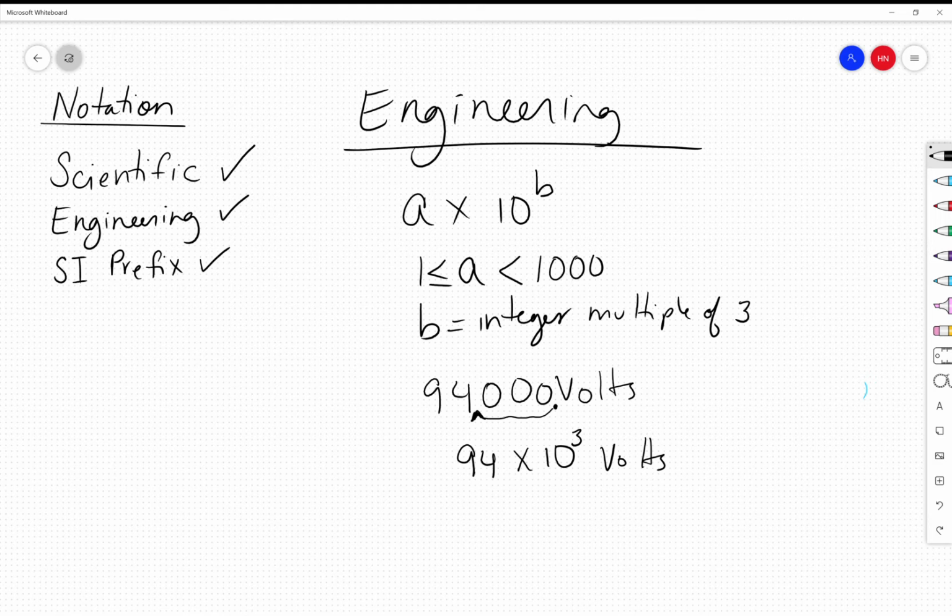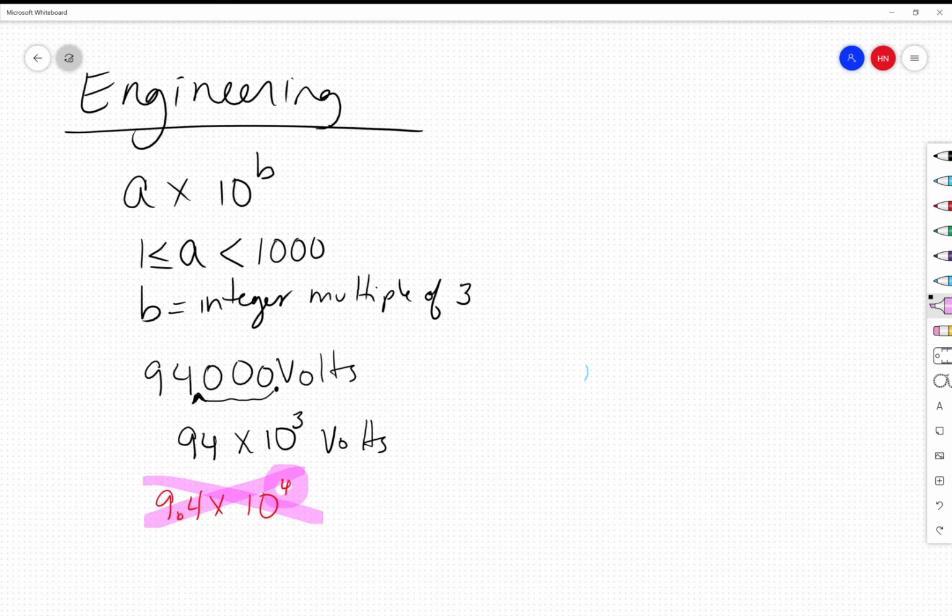Now, if I was doing it in scientific notation, I'll do it in red. This is wrong. If you're doing it in scientific notation, your first instinct would be 9.4 times 10 to the 4. But if I do that, notice that my exponent is not a multiple of 3. So that would be wrong. So I would not do that. Okay, let's try another example.